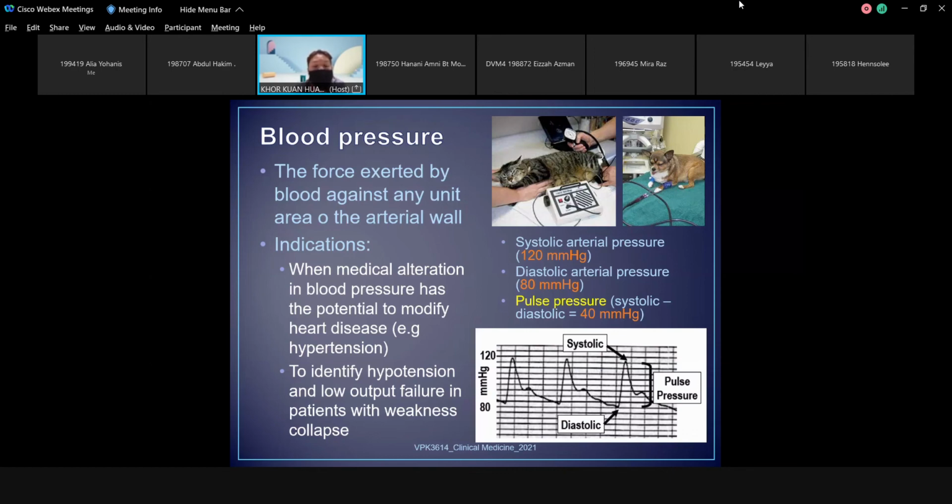All right. And sometimes you might want to also identify any individuals with hypotension. Okay, and it's often associated with low output failure, or the patient has gone weak, or they are collapsing. Okay, you might want to check their BP.